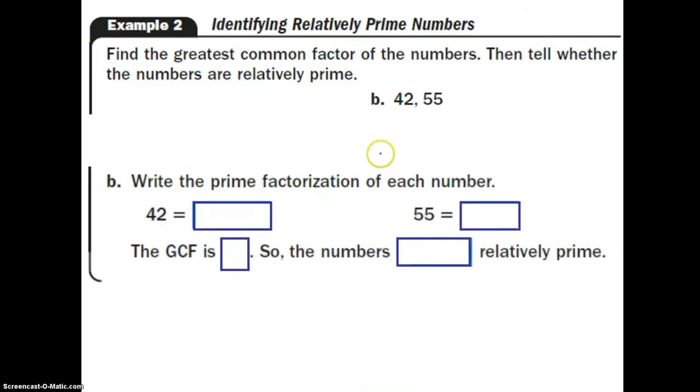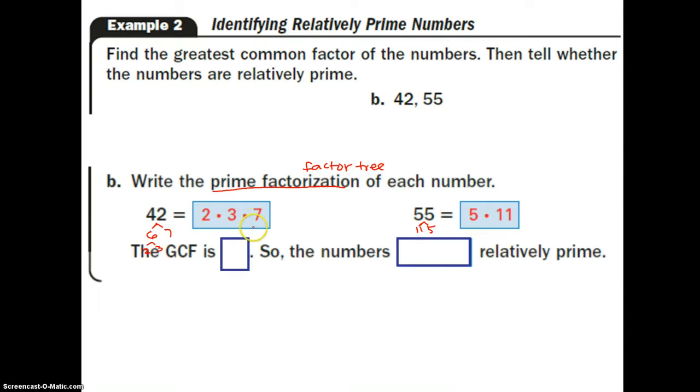Let's try 42 and 55. This time we're going to do the prime factorization. So we're making a factor tree. Anytime it says prime factorization, you need to think about doing a factor tree. 42 is 6 and 7, which becomes 2 and 3. So you have 2 times 3 times 7. 55 is 11 and 5, which is 11 times 5.